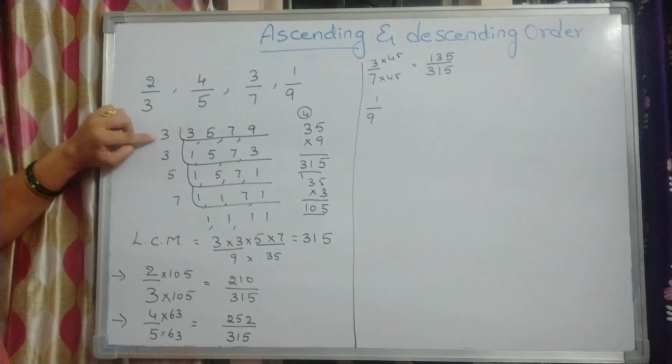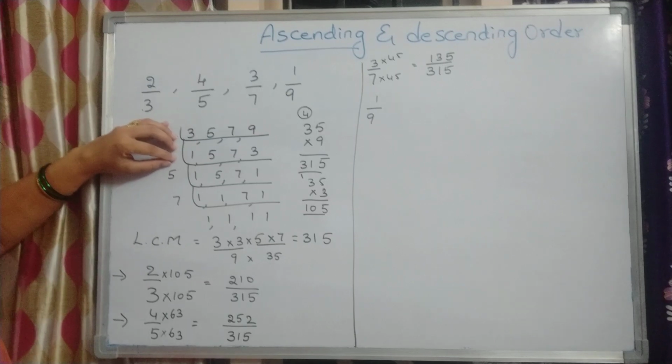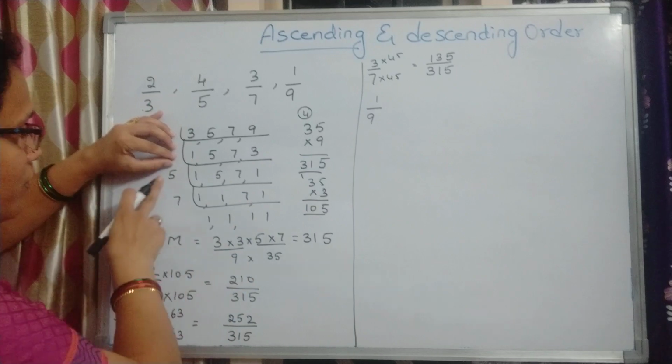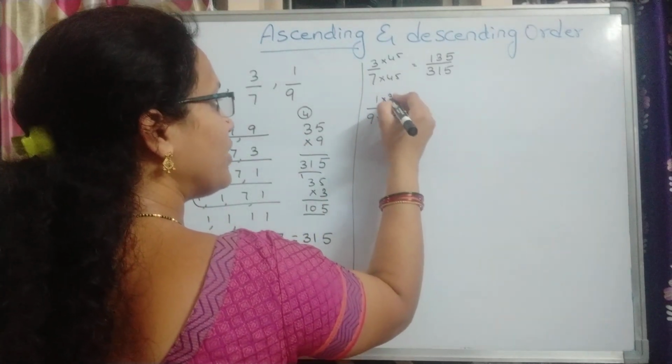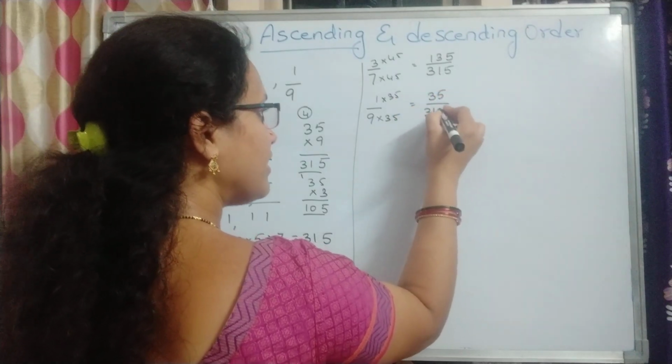Next one is 1 by 9. Here there is no 9, but 3 3s are 9. So you can close these two numbers. Why? Because these two under multiplication will give you 9. So 5 7s are 35. That means into 35 and into 35, which gives you 35 by 315.